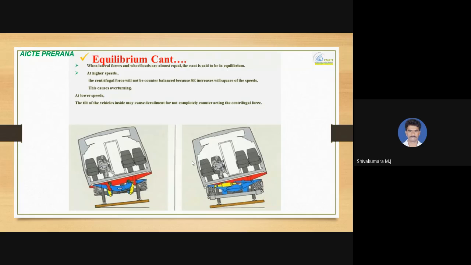So at higher speeds, the centrifugal force will not be counterbalanced because super elevation increases with the square of the speed. So this causes overturning, and if it is at a lower speed, the tilt of the vehicle inside may cause derailment for not completely counteracting centrifugal force. Both the effects you can see here, when the speed is lower and when the speed is higher.